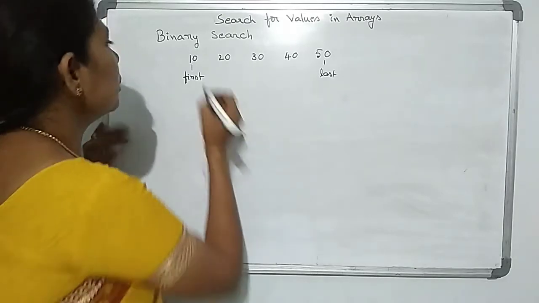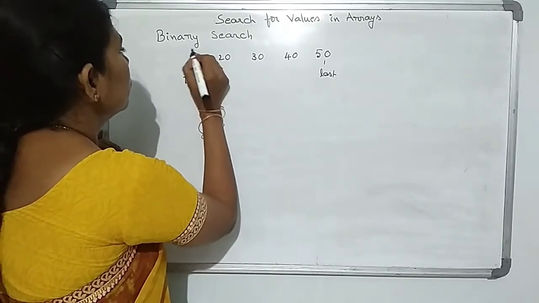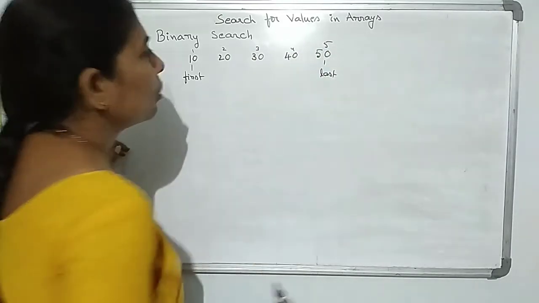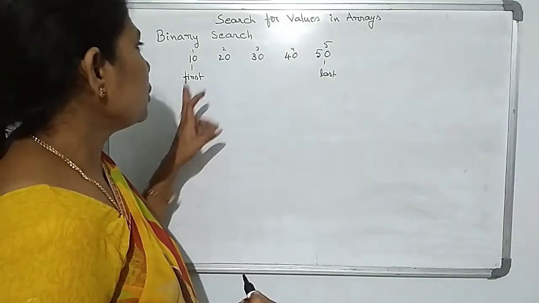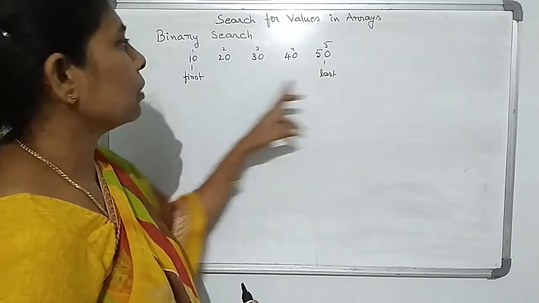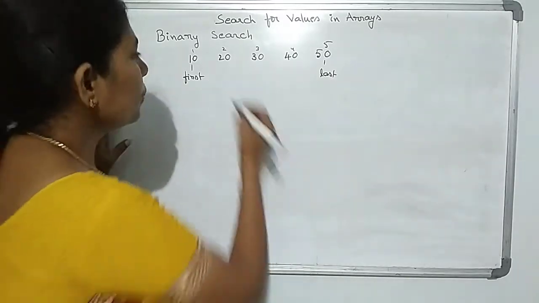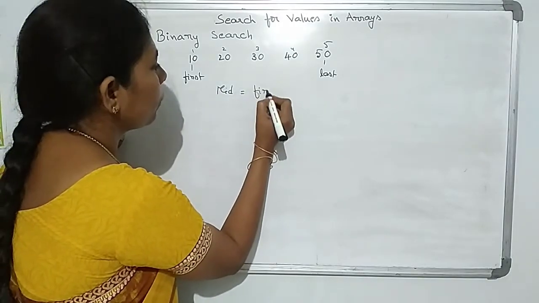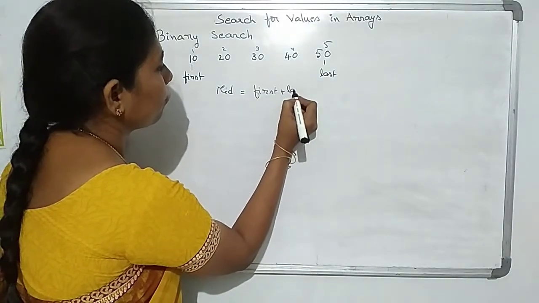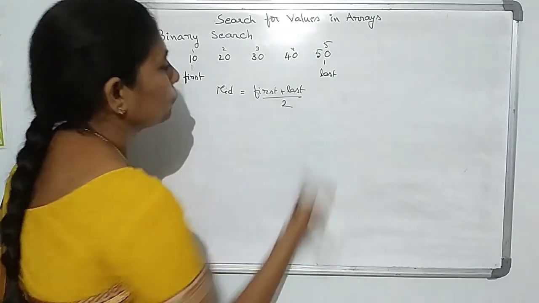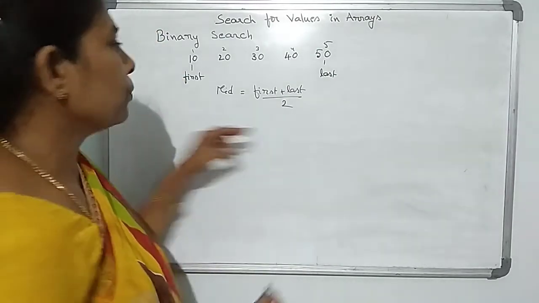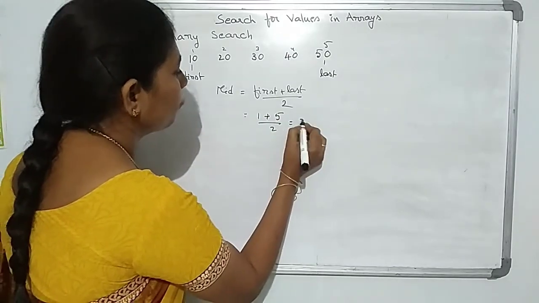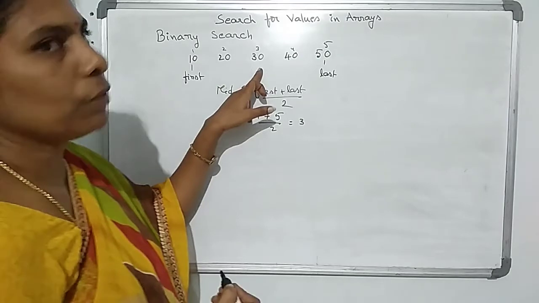Here you are taking the positions 1, 2, 3, 4, 5. In total there are N equals 5 elements. The first element is at position 1 and the last element is at position 5. First of all, you calculate the mid value. Mid comes from first plus last divided by 2. That means first is 1 plus last is 5, divided by 2, which is 3. So the third element is the mid element.